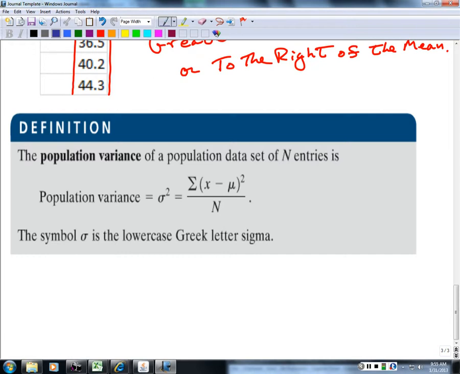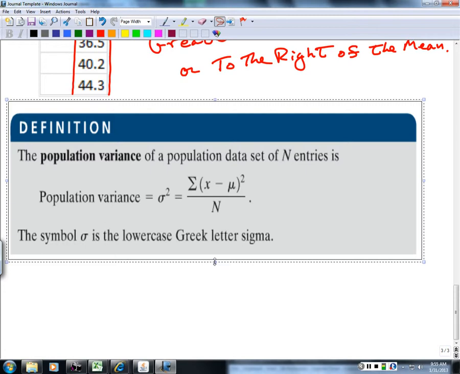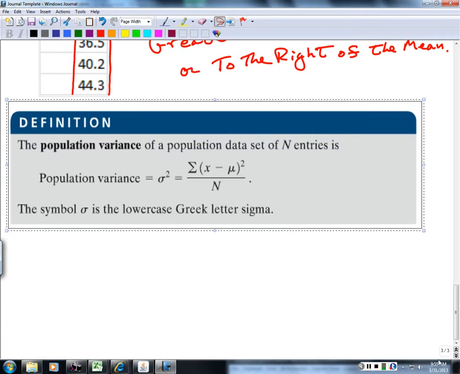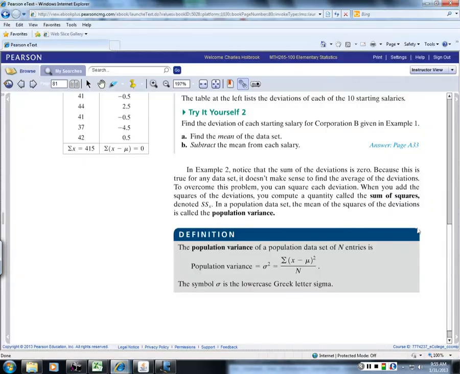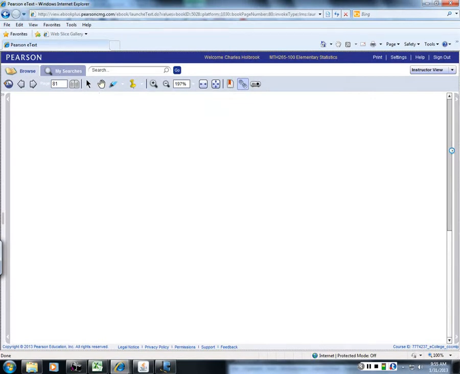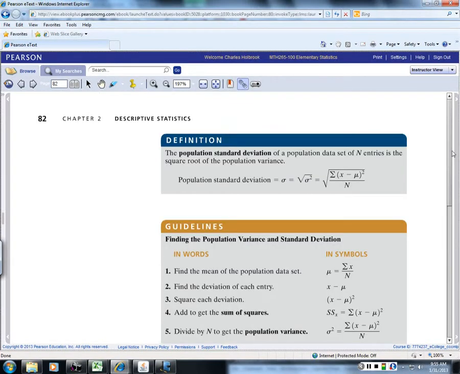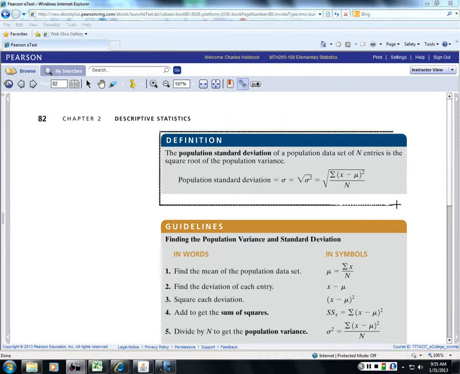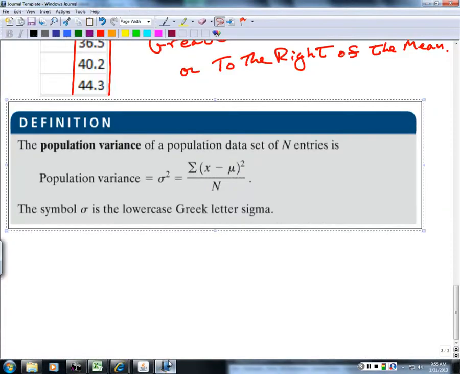Now, in addition to variance, we have something called standard deviation. And standard deviation is taking that deviation that we were just talking about, the x minus mu, and standardizing it. In other words, making it so that every single value in my data set can be compared back to the mean, and those values are going to be positive. Okay?